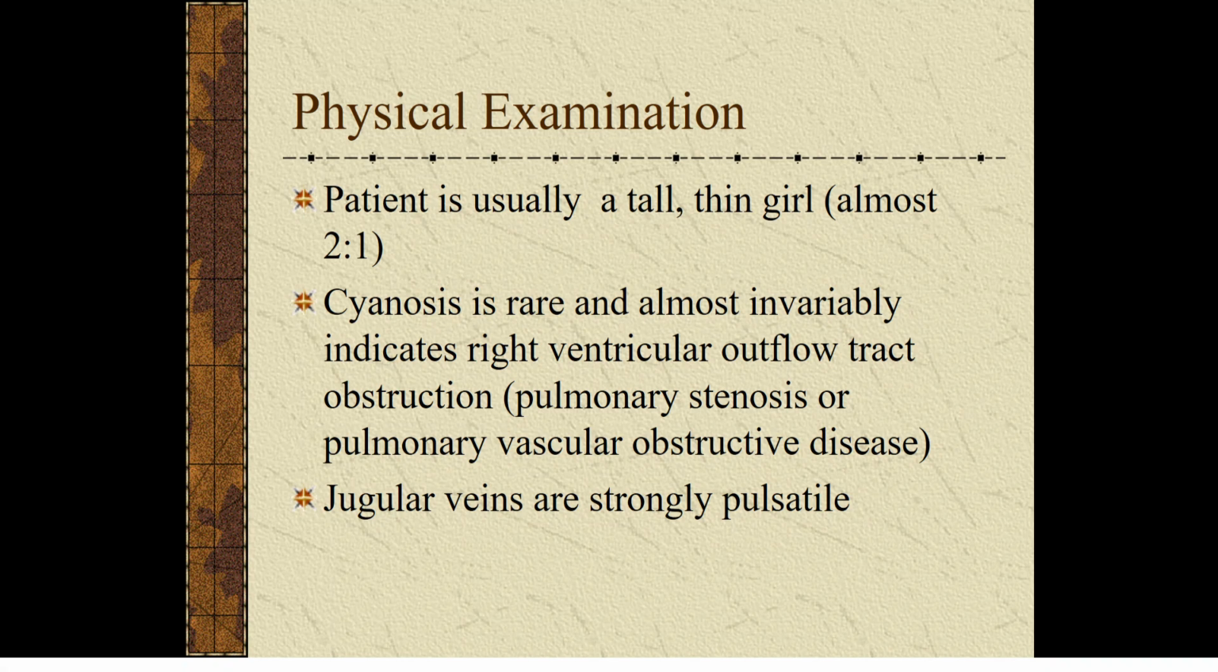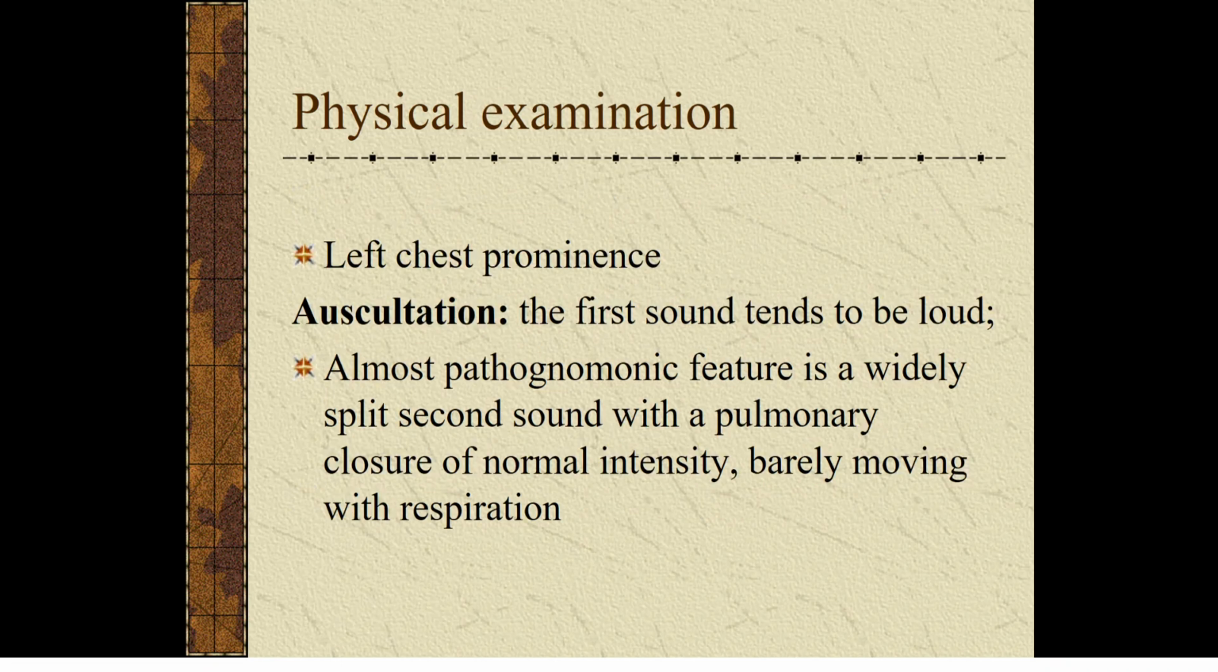Physical examination. The patient is usually a tall, thin girl, almost 2 to 1. Cyanosis is rare and almost invariably indicates right ventricle outflow tract obstruction, pulmonary stenosis, or pulmonary vascular obstructive disease. Jugular veins are strongly pulsatile. Left chest prominence. On auscultation, the first sound tends to be loud.